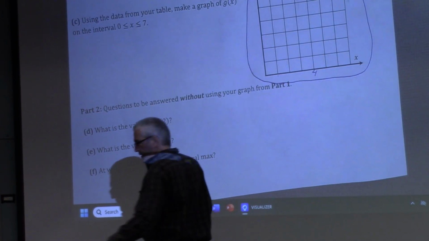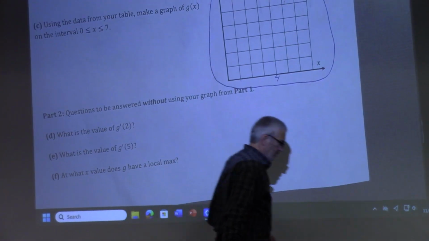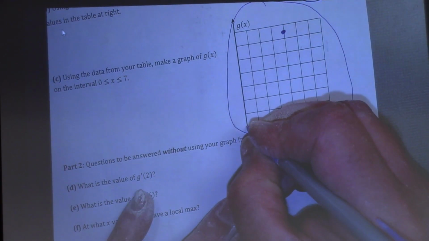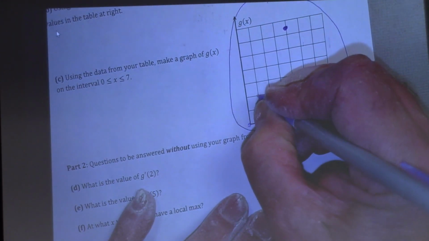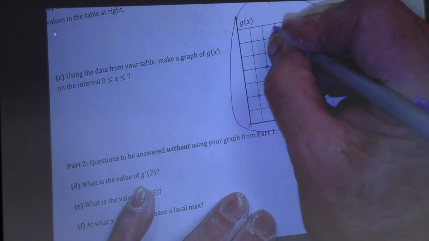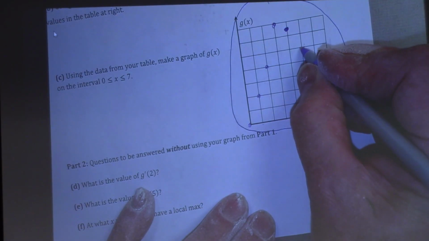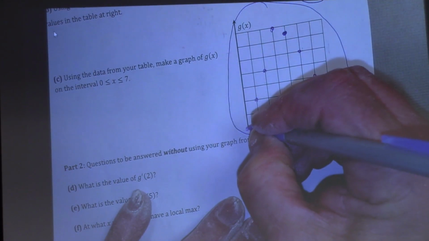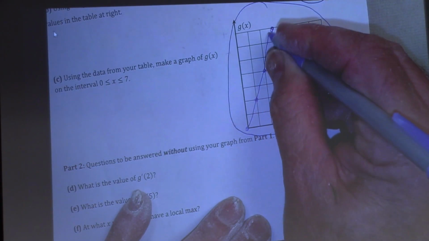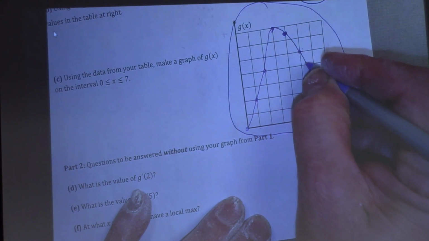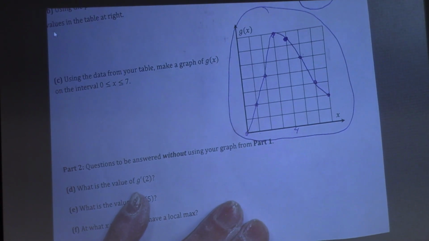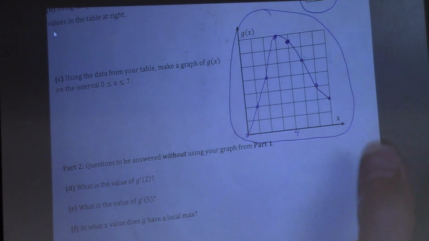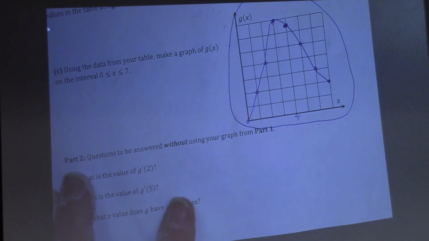First of all, if we plot these points, we had y values of 0, 2, 5, 7, 6.5, 5, 3, and 2. So there was our graph of g of x. It's a pretty cheesy graph because we don't have many data points. Now, let's answer these questions.